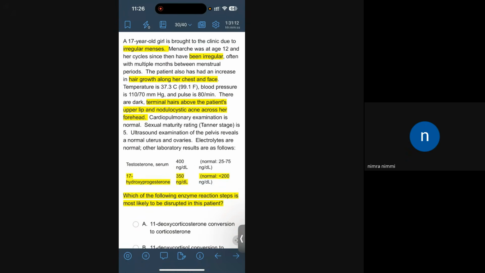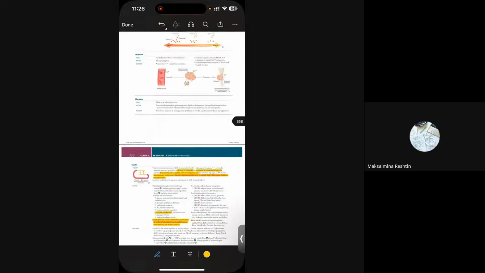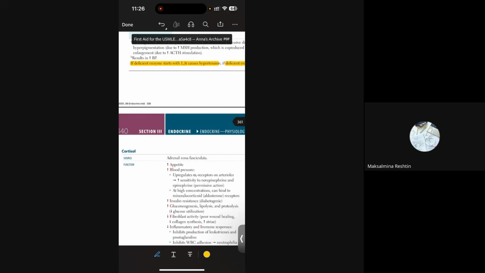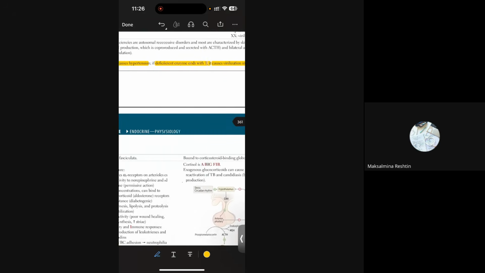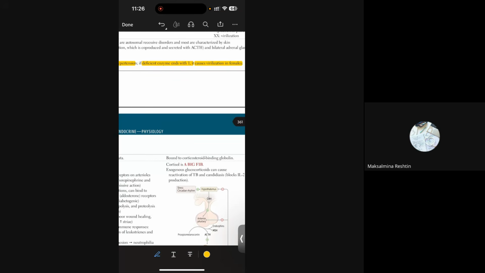Do you people remember that mnemonic? If the deficient enzyme starts with one, it causes hypertension. If it ends with one, it causes virilization. Our patient has virilization, right?